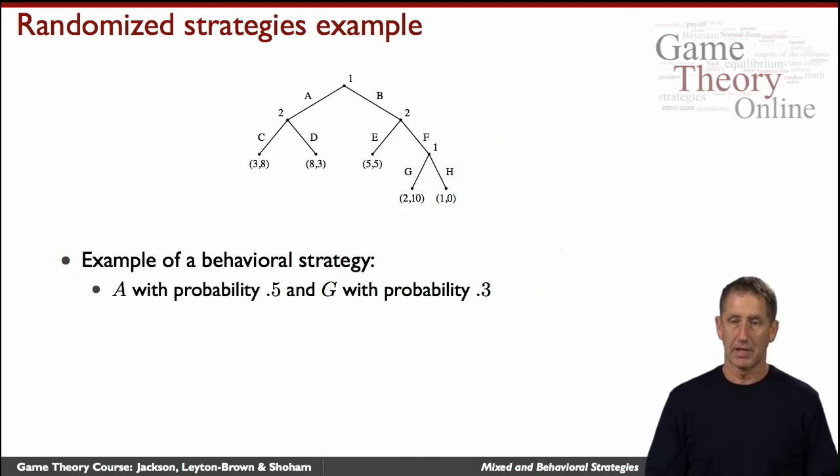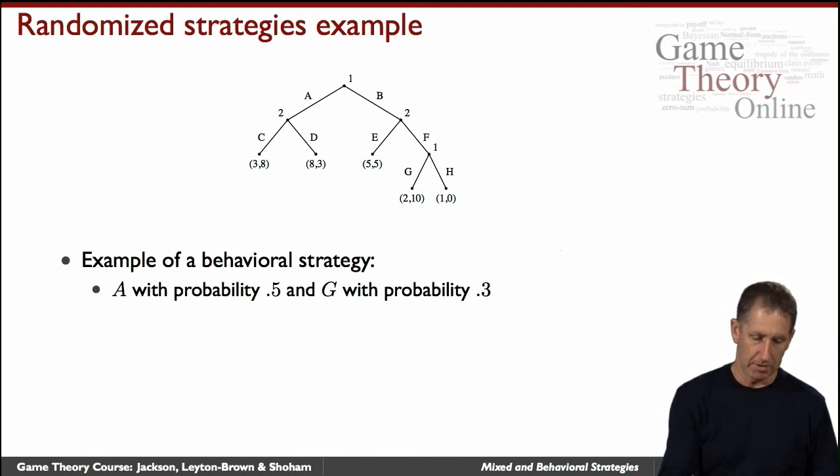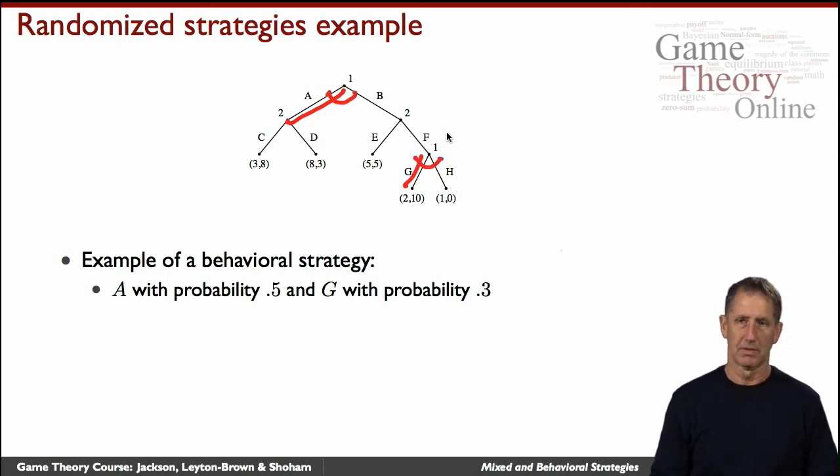So take this tree. And here's an example of a behavioral strategy. Player 1 can take action A with probability 0.5 and G with probability 0.3. What does that mean? That over here they'll randomize 0.5, 0.5, and over here they'll randomize 0.3, 0.7. That's a behavioral strategy.